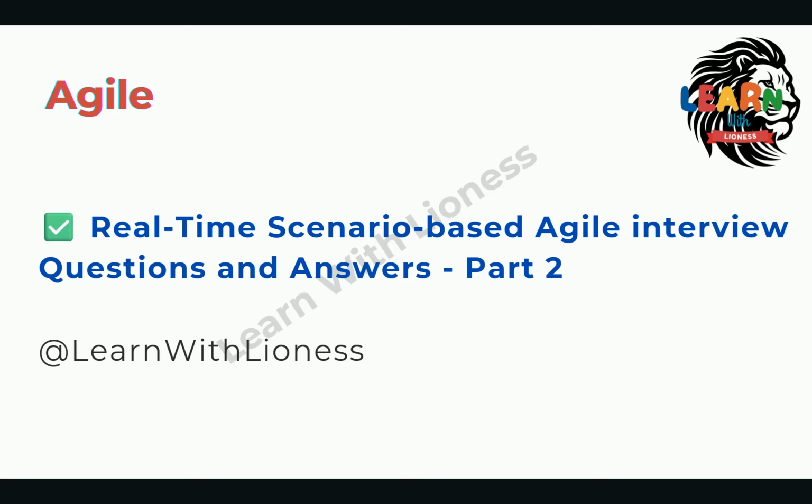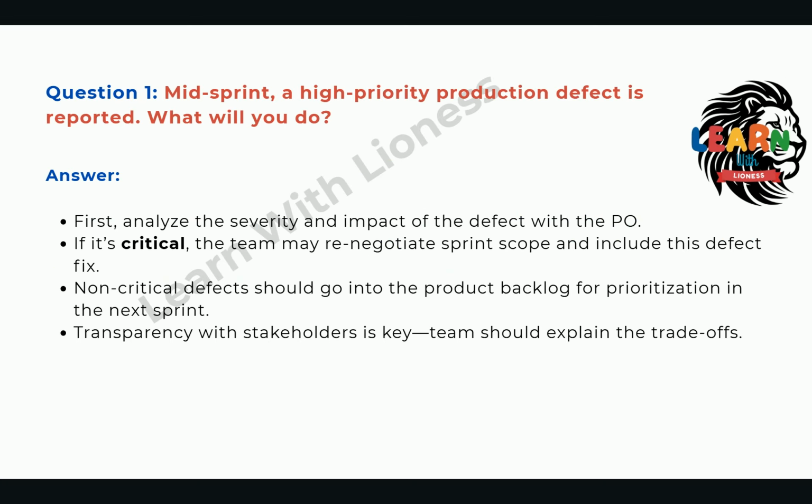Agile. Real-time scenario-based Agile interview questions and answers, Part 2. Question 1. Mid-sprint, a high-priority production defect is reported. What will you do? Answer.